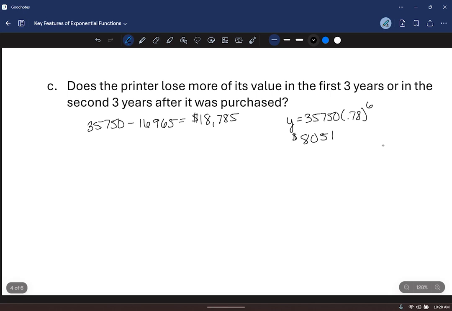They want to know, though, did it lose more value the first 3 years or the second 3 years? So I just need to know about that 3-year period between 3 years and 6 years. So at the end of the third year, the value was $16,965. At the end of 6 years, it's $8,051. If I subtract those, that's $8,914. So it only lost $8,914 of its value in that 3-year period, the second 3 years. So we definitely lost more the first 3 years. So the first 3 years are when we lost the most.